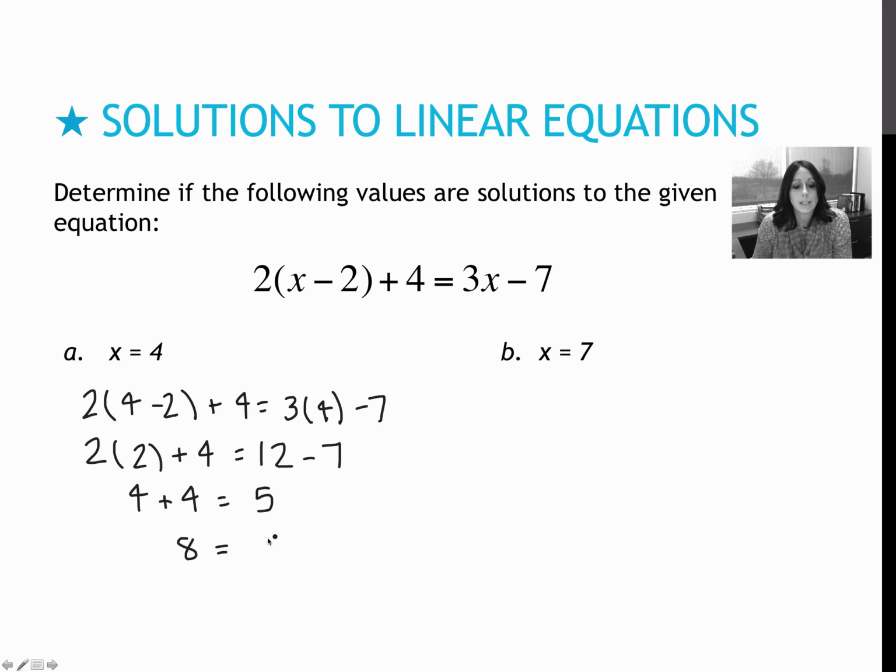On this side, 12 minus 7 is 5. This side I get 8, this side I get 5. Those are not equal, so no, x equals 4 is not a solution.